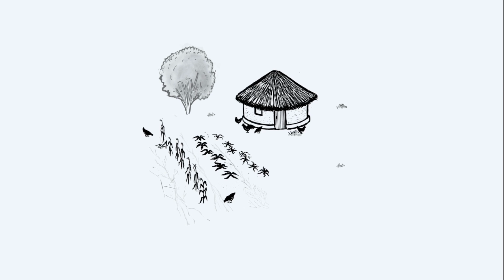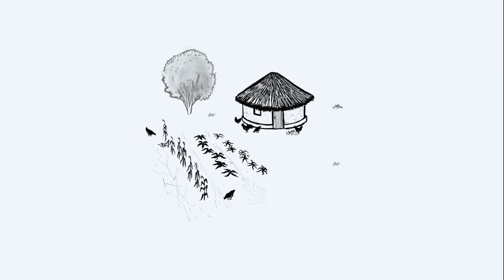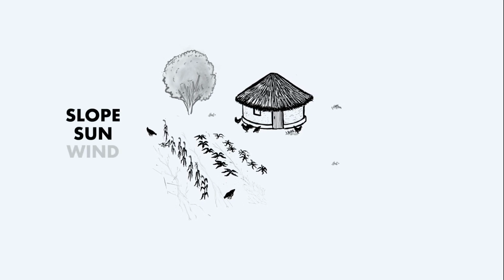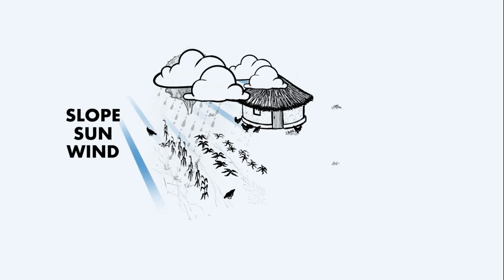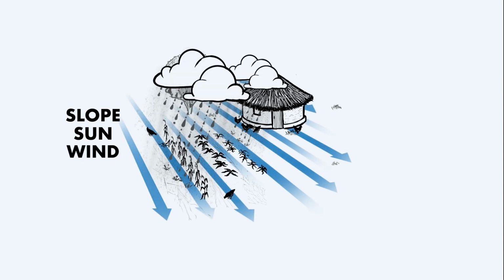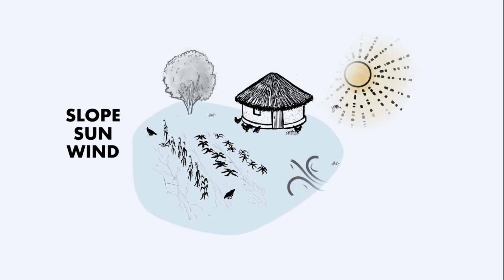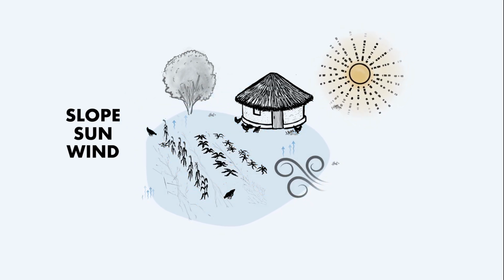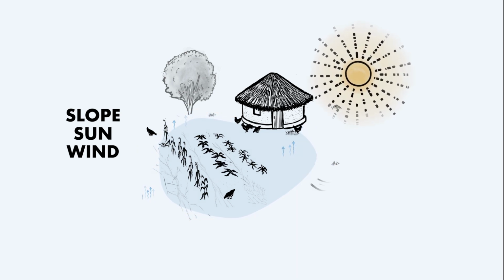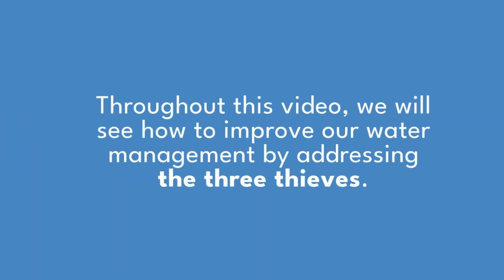There are three thieves that can steal water from our site: slope, sun, and wind. When it rains, any slope on our land will cause water to run downhill away from our gardens. And strong sun and wind further increase water loss in soil and plants. Throughout this video, we will see how to improve our water management by addressing the three thieves.